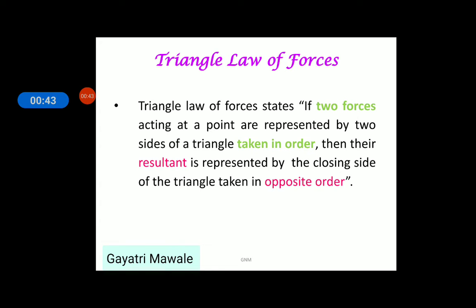Triangle law of forces states that if two forces acting at a point are represented by two sides of a triangle taken in order, then their resultant is represented by the closing side of the triangle taken in opposite order.